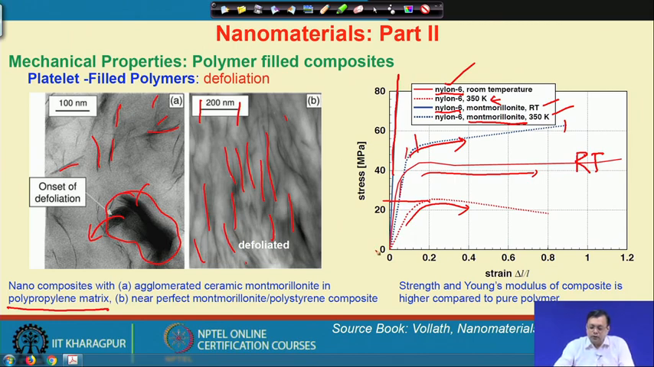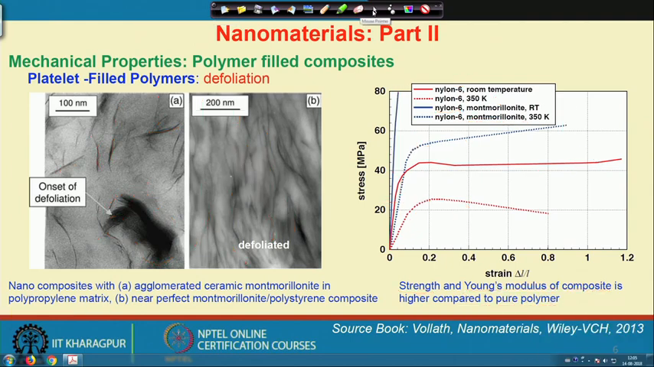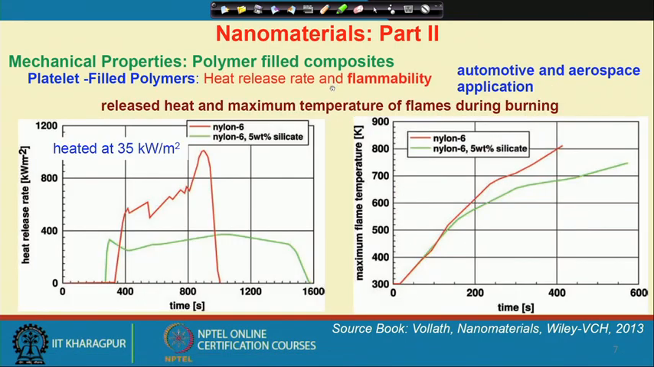And therefore, this is a very interesting feature: if we have such exfoliated particles, then both the strength and the Young modulus of the composite are higher than the pure polymer. So, the advantages of such platelet filled polymer composites, nanocomposites, are clear.